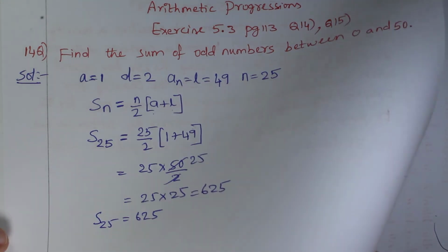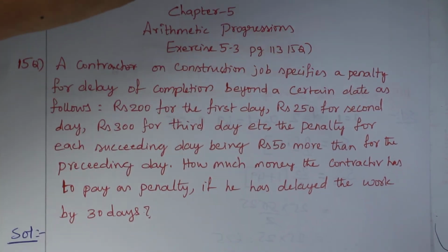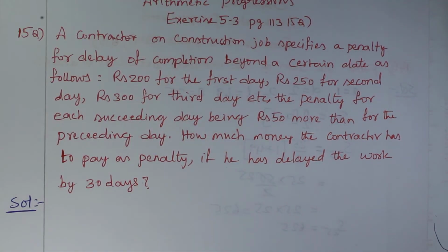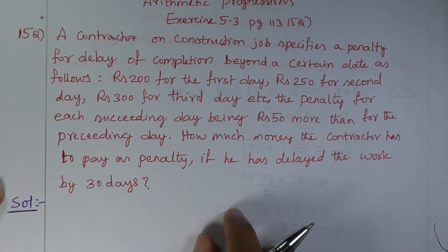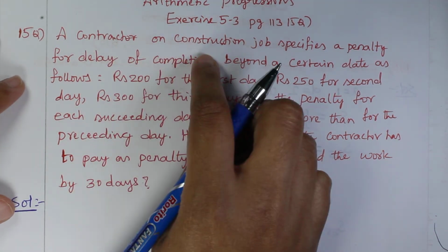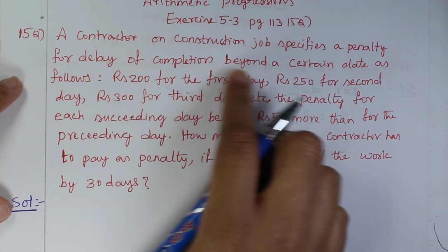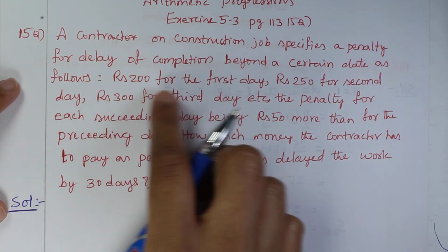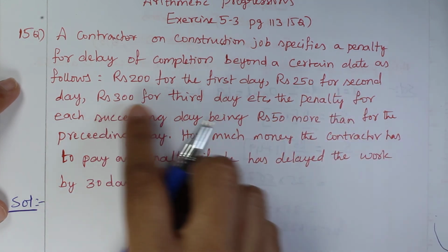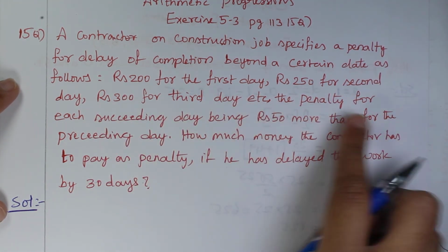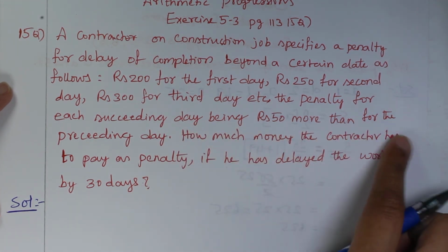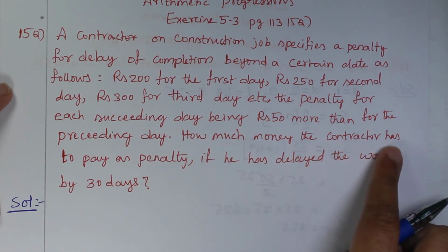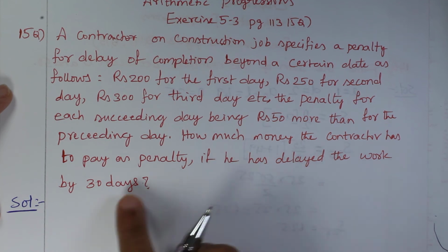Now let's move to the 15th question. This question is lengthy but it is a simple question. A contract on a construction job specifies a penalty for delay of completion beyond a certain date as follows. Rupees 200 for the first day, rupees 250 for the second day, rupees 300 for the third day, etc. The penalty for each succeeding day being rupees 50 more than for the preceding day. How much money the contractor has to pay as penalty if he has delayed the work by 30 days.